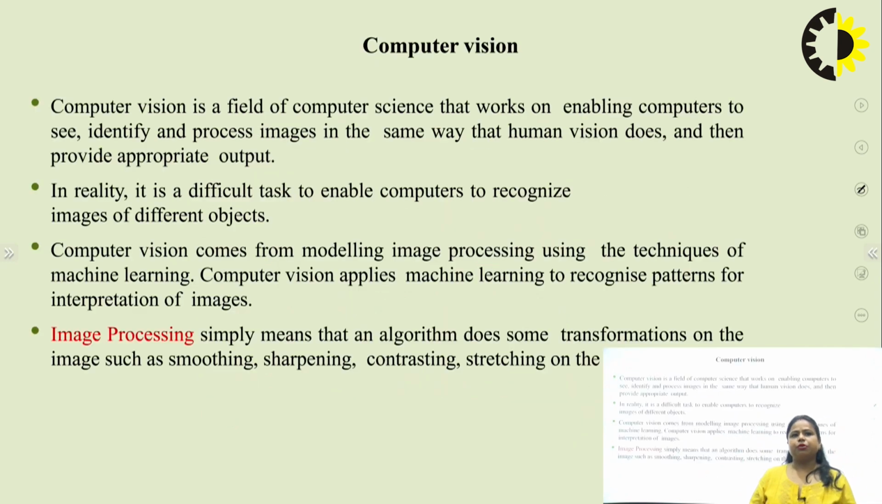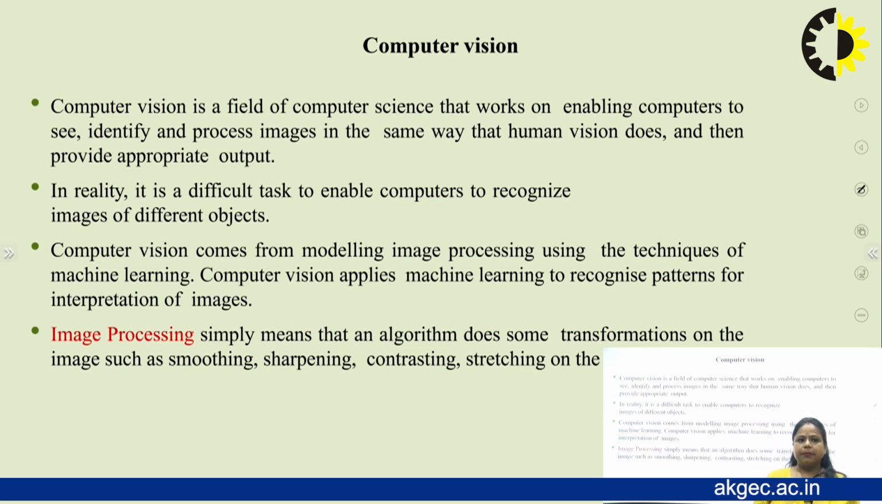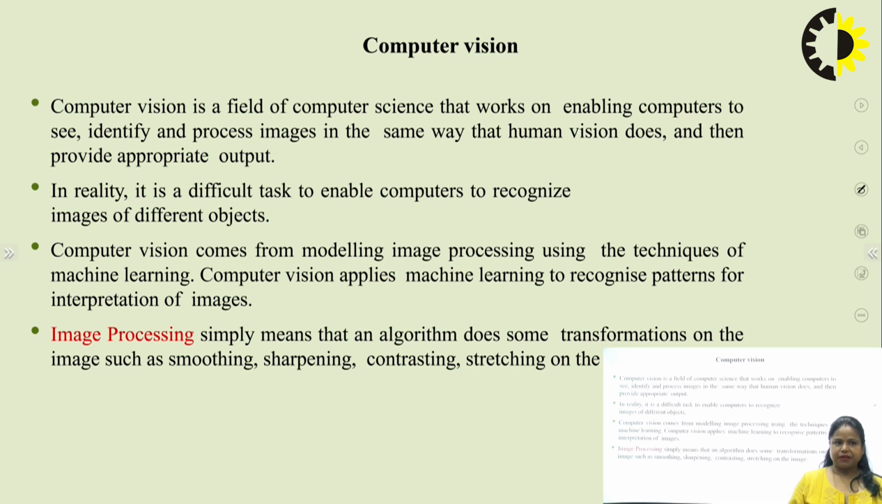Then after that, we are going to talk about computer vision. Computer vision is a computer science field that works on enabling computers to see, identify and process images in the same way that humans view them, right? The way a human being can view, in the same way we are viewing computer images, right? Computer vision comes from modeling image processing by using certain techniques of machine learning, in which we apply machine learning to recognize patterns for interpretation of images, right?